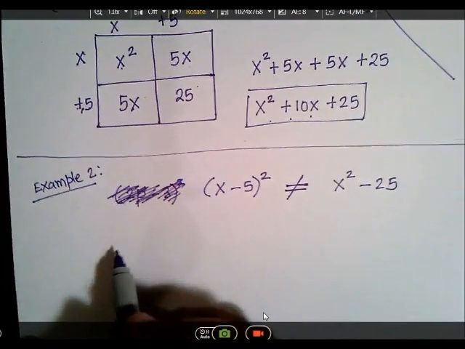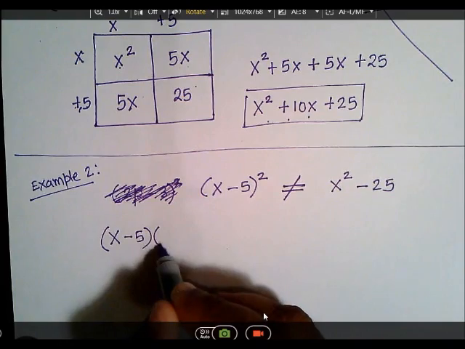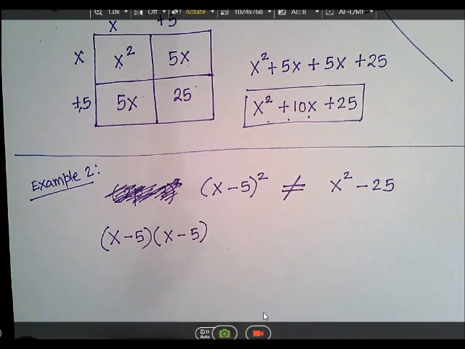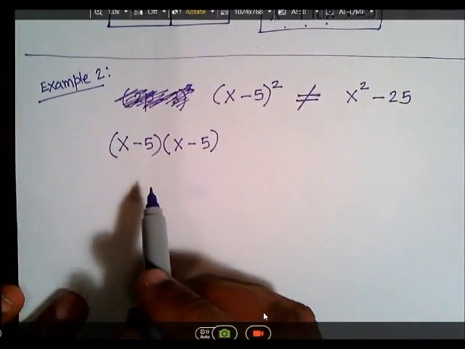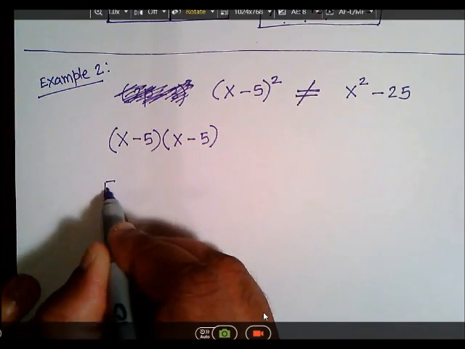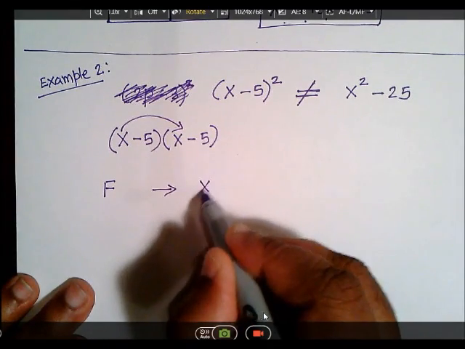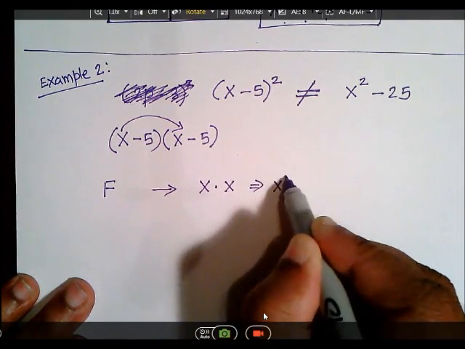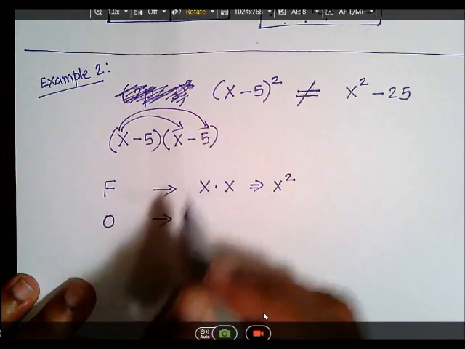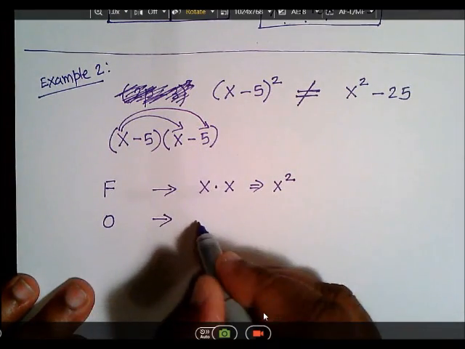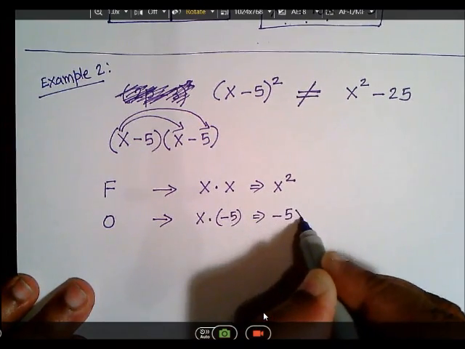So x minus 5 the whole square. My first step would be to expand it out. So x minus 5 times x minus 5. Now this is a binomial times binomial. Just for the sake of it, I'm going to use the FOIL method here. So FOIL, first terms. The first terms are x and x. So x times x is going to give me x squared. And the outer terms are x and negative 5. So x times negative 5 is negative 5x.